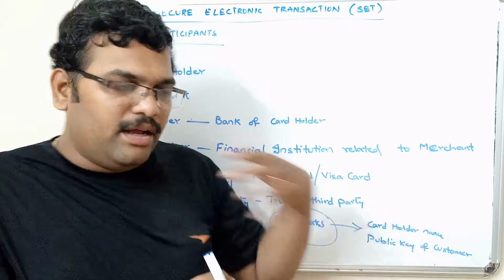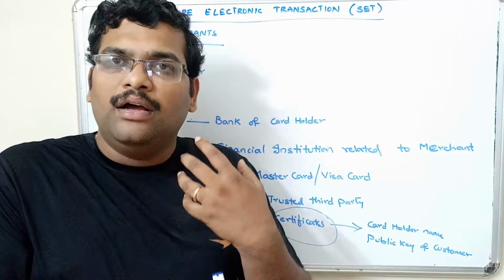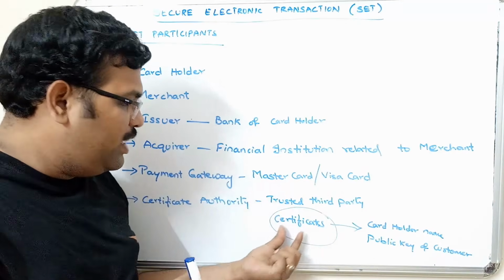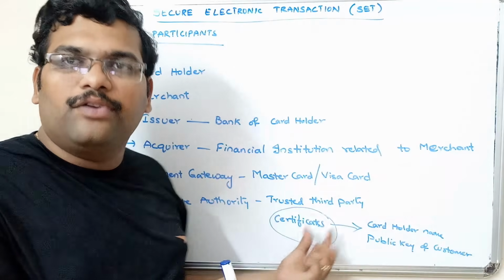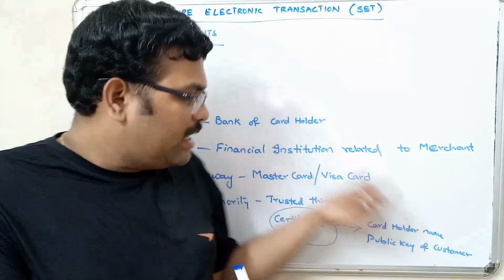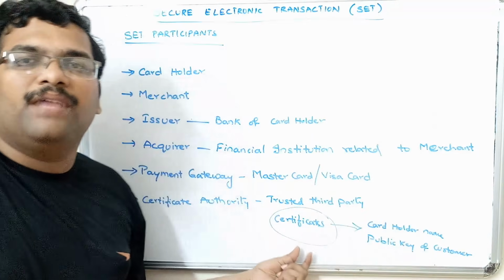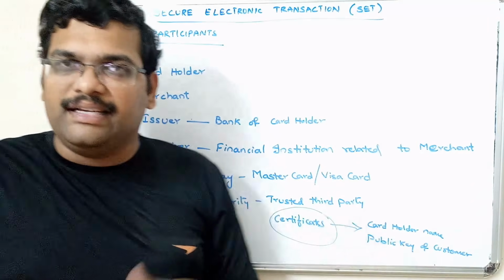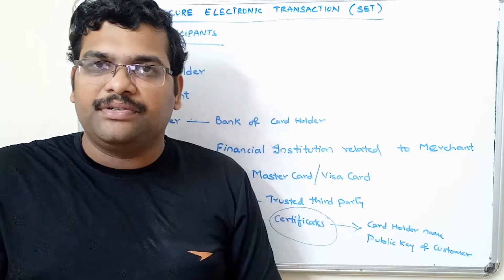So if the receiver wants the sender's public key, the sender will send only his own certificate to the receiver, so that the receiver will get the public key from the certificate. So this is also one type of achieving authentication, right?